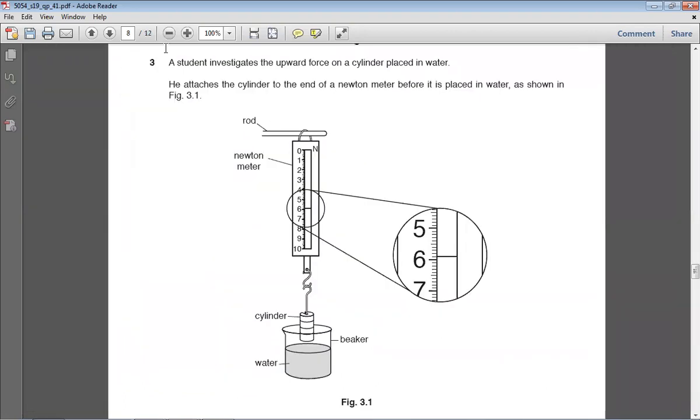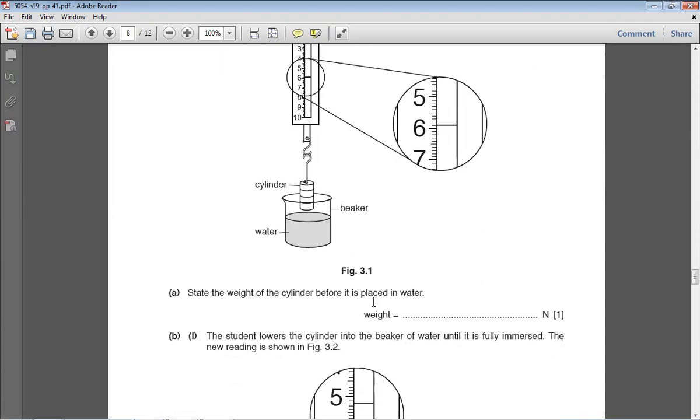Okay, so we are going to the next question. It says, a student investigates the upward force on a cylinder placed in water. He attaches the cylinder to the end of a Newton meter before it is placed in water, as shown in the figure 3.1. You see, it has not immersed in the water. It has not touched the water. What is the reading on the Newton meter? It's 5.1, 5.2, 3, 4, 5, 6, 7, 8, 9. So the reading is 5.9 Newton.